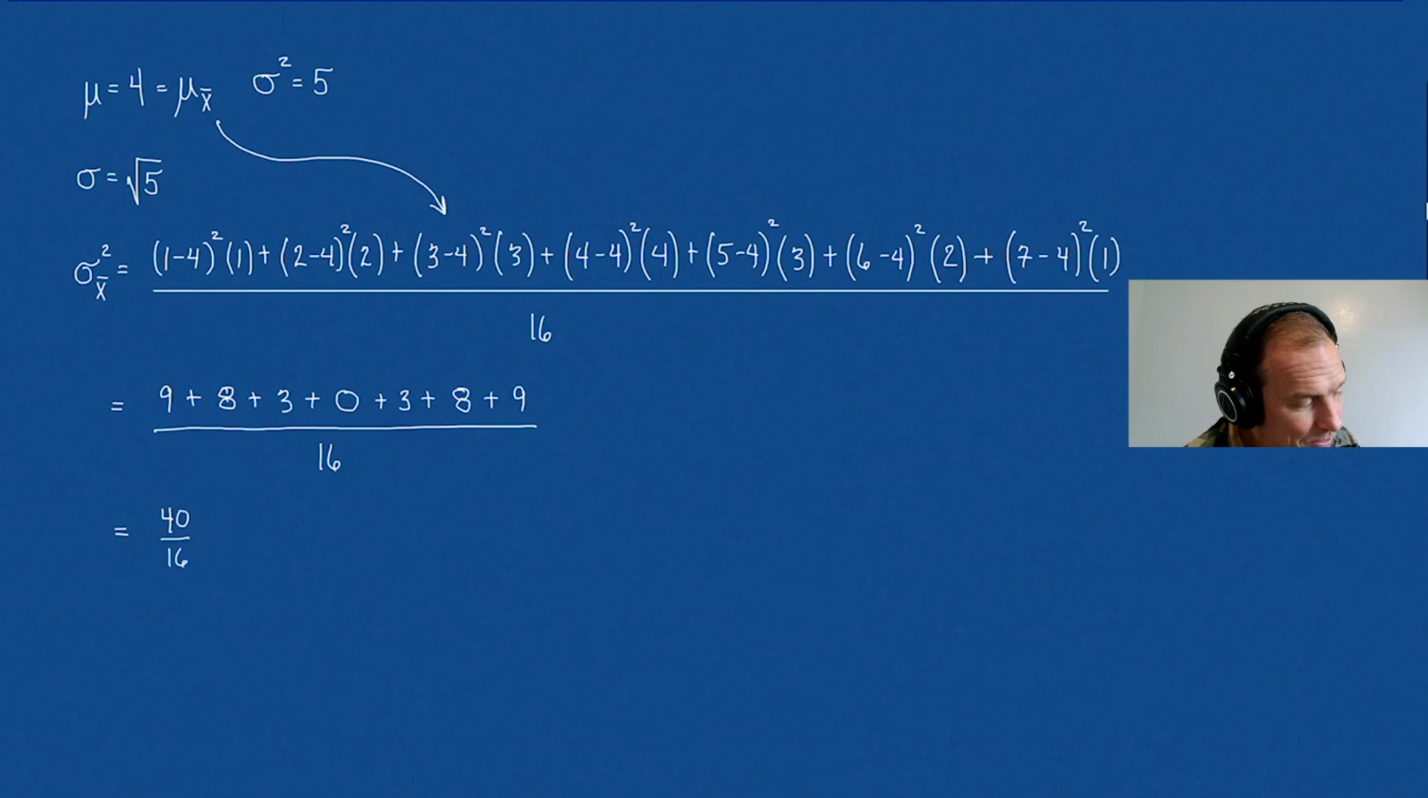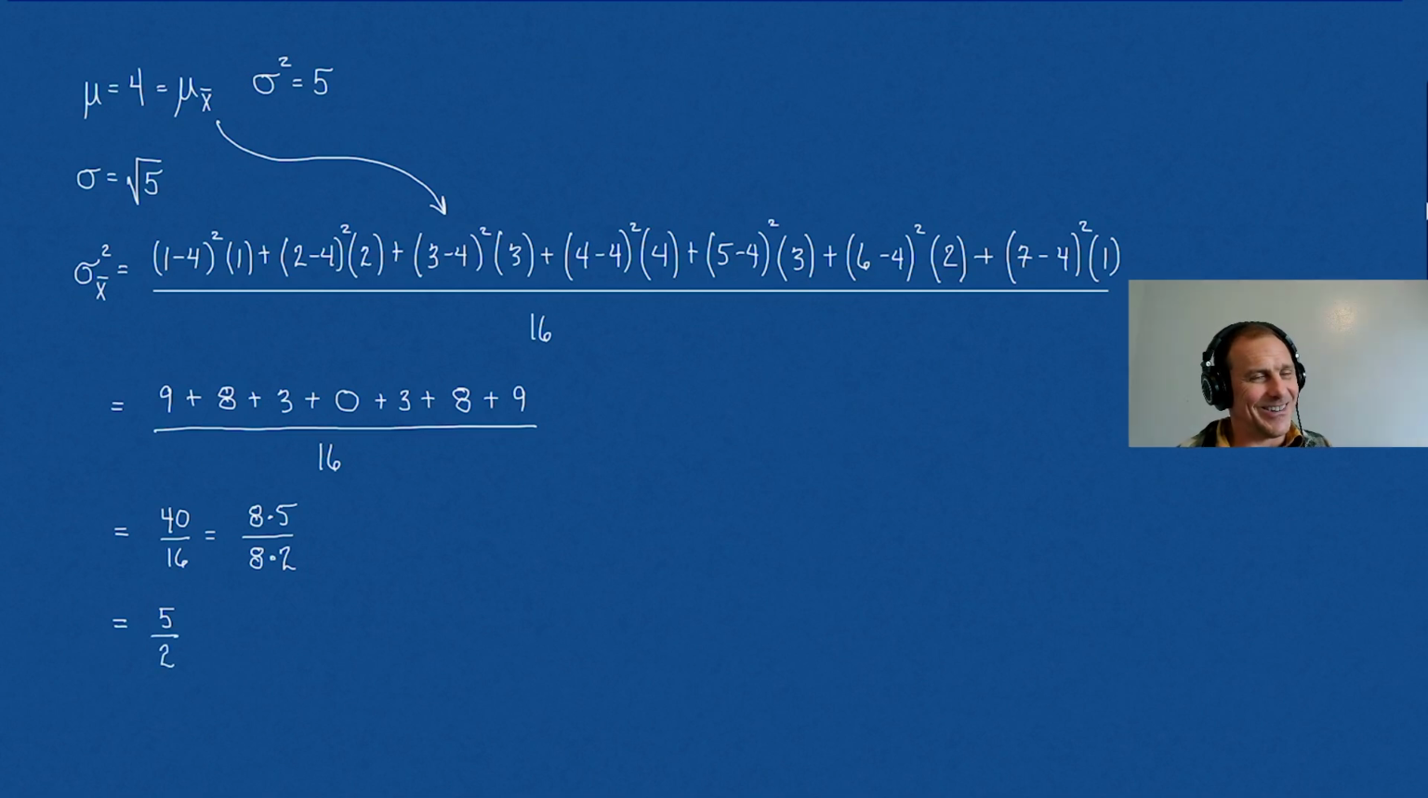Now, at this point, you could put this into your calculator and you'd get a number, but this exercise is not about that. This exercise is about understanding. Notice that 40 over 16 is the same as 8 times 5 over 8 times 2. So the 8s would cancel, and we're left with a fraction. The variance is 5 over 2. Whoa.